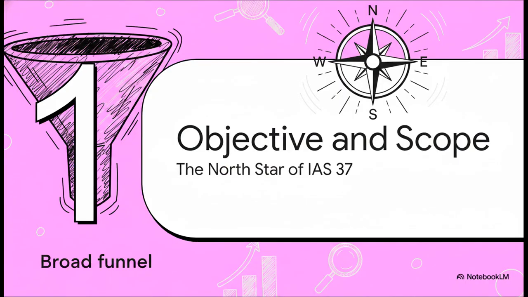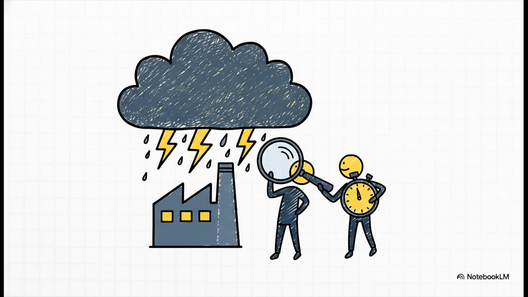Section 1. Objective and scope. So we're starting our funnel broad. The core objective of this standard is actually pretty simple, but it is absolutely crucial. We need to ensure appropriate recognition criteria and measurement bases for provisions, contingent liabilities, and contingent assets. Basically, if there's a financial cloud hanging over your entity, the users of your financial statements have a fundamental right to know exactly how big that cloud is and, well, when it might rain.